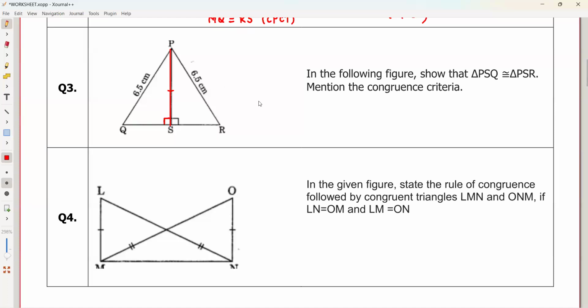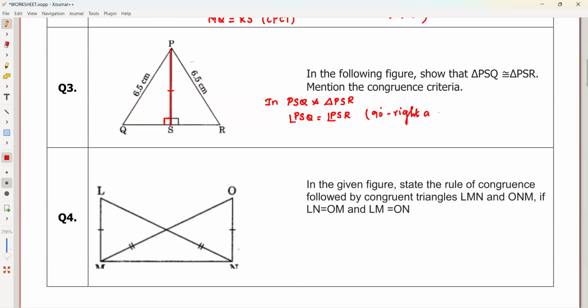First you choose the triangle. In triangle PSQ and triangle PSR, now you compare. First we go with the right angle. Angle PSQ is equal to angle PSR, so both are 90 degrees, right angle. Use three letters so that there is no confusion.